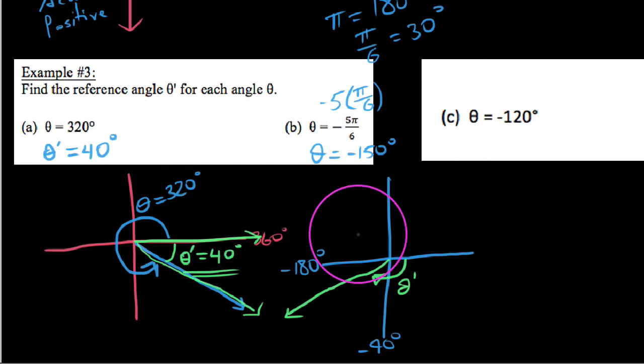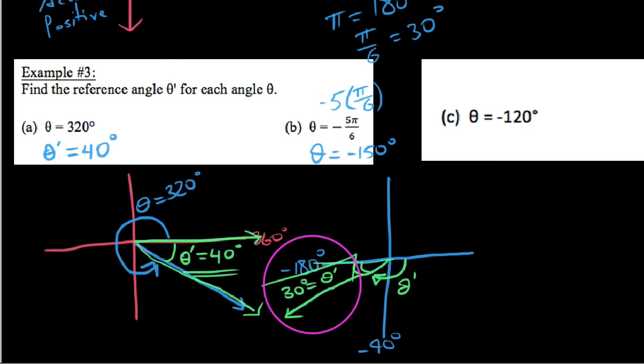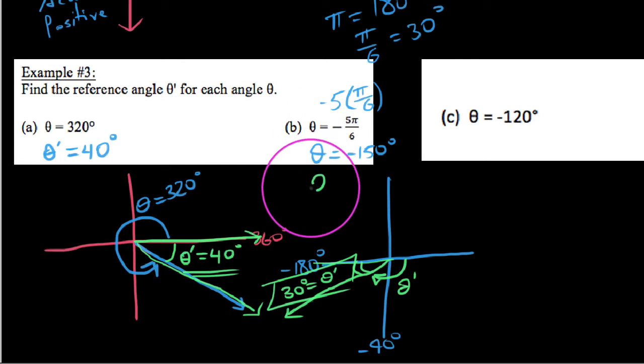So let's go ahead and find its reference angle now. Its reference angle is between the terminal side here and the x-axis. So its reference angle here, theta prime, actually comes out to be 30 degrees. And you'll notice that I called it positive 30 degrees. So if theta is negative 150, then theta prime is 30.